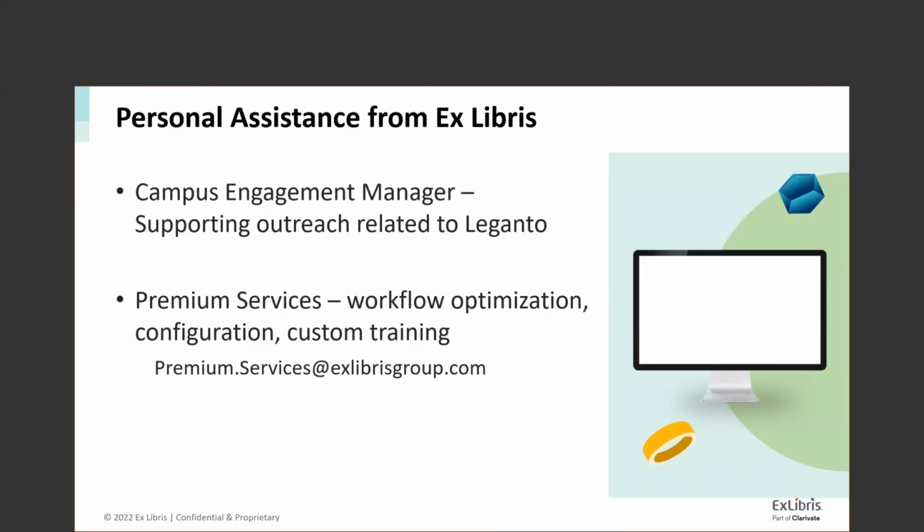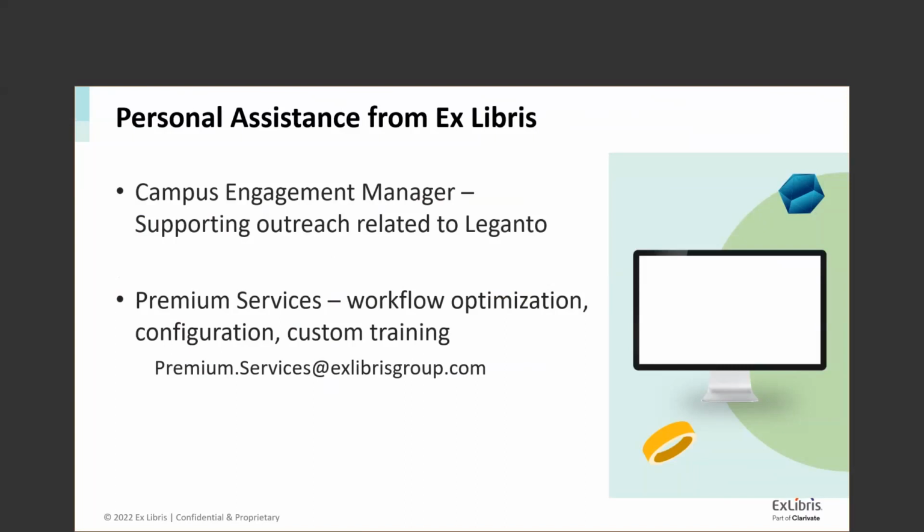So there's a couple of ways to get personal assistance from other folks on the Ex Libris Clarivate staff. First, you can contact your Ex Libris Campus Engagement Manager. These folks are available to help with what we might call the social adoption of Leganto. In other words, how to talk to instructors about Leganto, how to reach new instructors, how to leverage some of the big initiatives that are happening on your campus to promote Leganto. These campus engagement managers will be able to share some resources with you for that. And if you're not sure who that is, let us know in the chat and we can look it up for you for what your institution is, and we'll get you named for you.